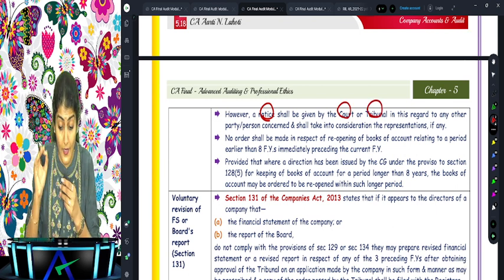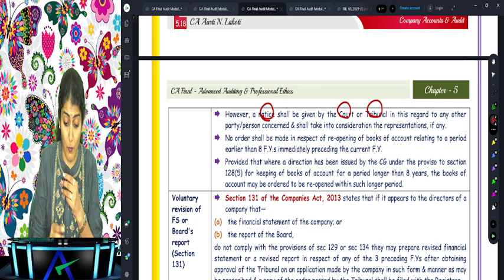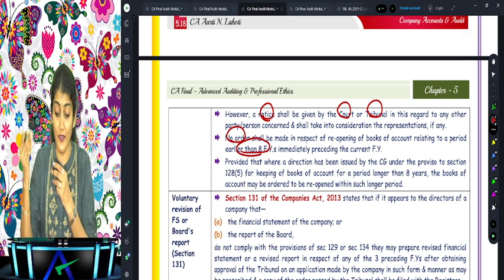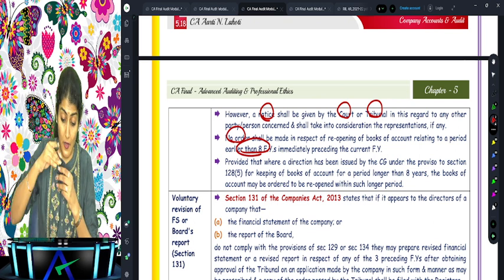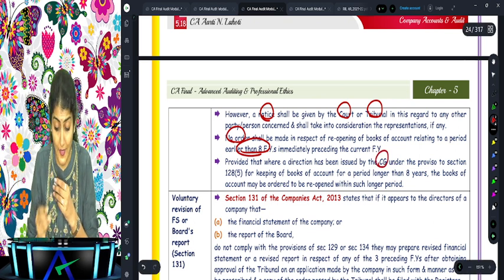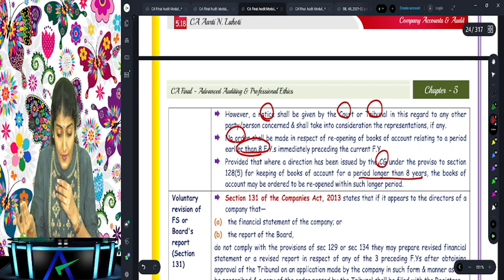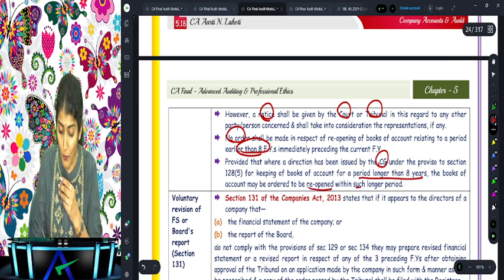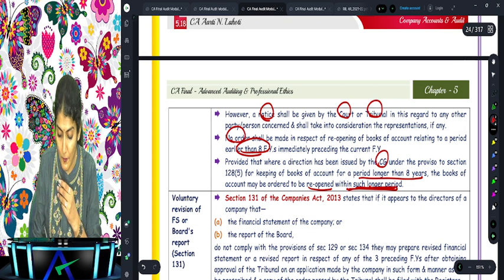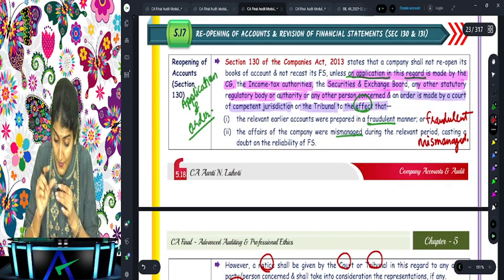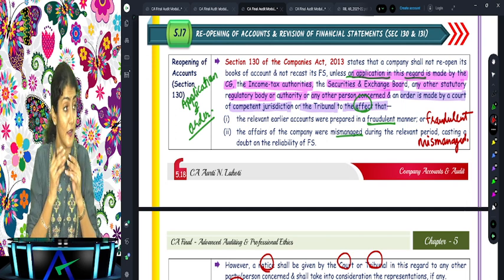Then no order can be made for reopening of the books of account for a period earlier than 8 years immediately preceding the financial year. However, where a direction has been issued by the central government, can it also be done for a period longer than 8 years? Yes, then they may be reopened for such longer period also. Right, so what are the nice points we get to read in this particular answer?